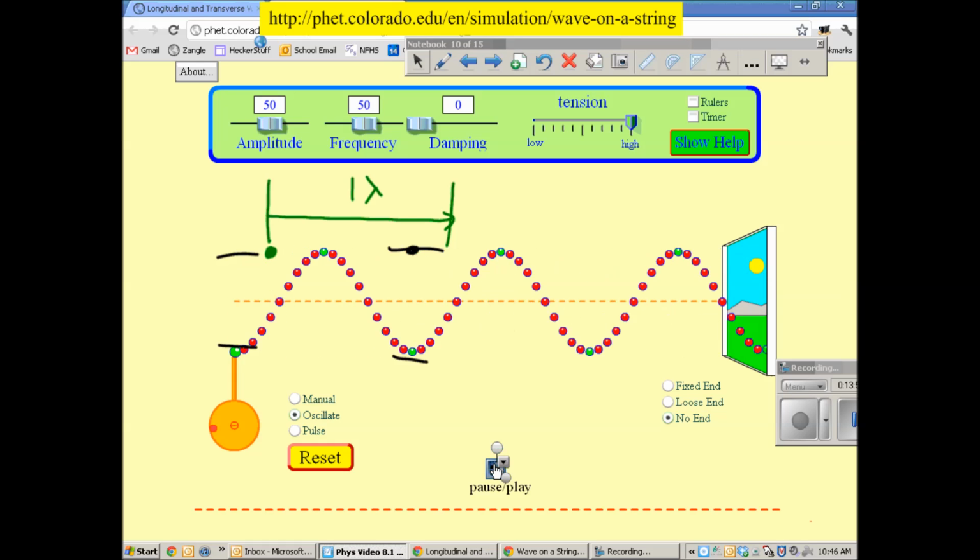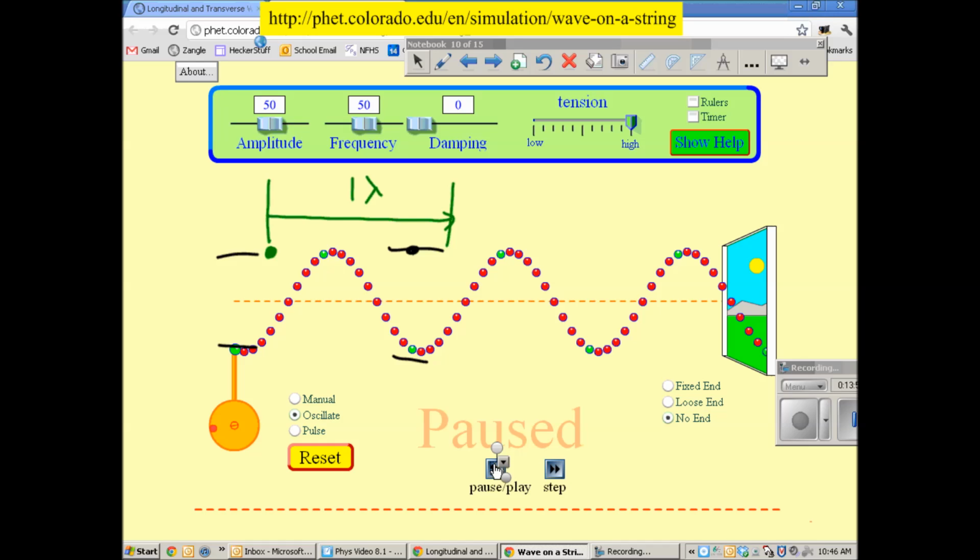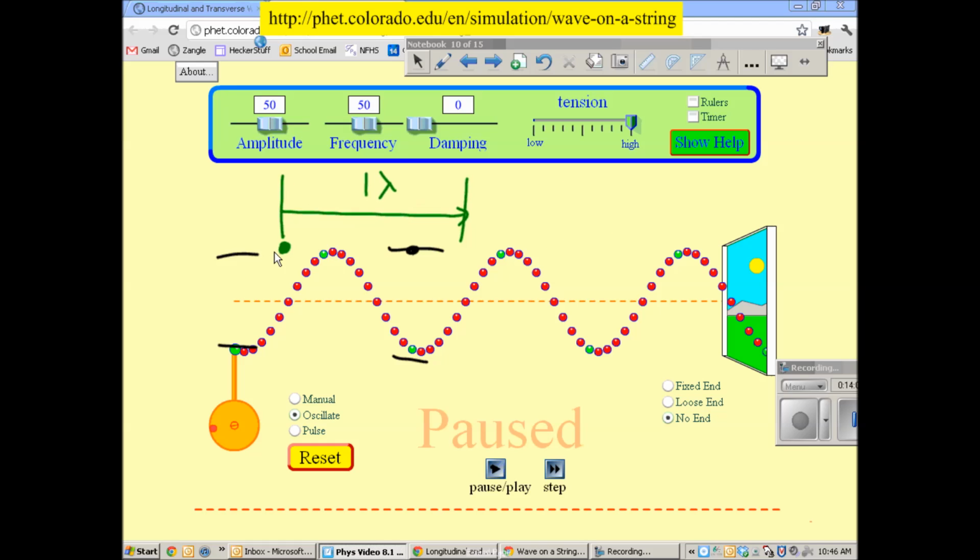All right, but anyway, what would have happened there is in the time that it took for the arm to go up and down, the wave would have traveled that far, one wavelength. Okay, so there you go, that's period.